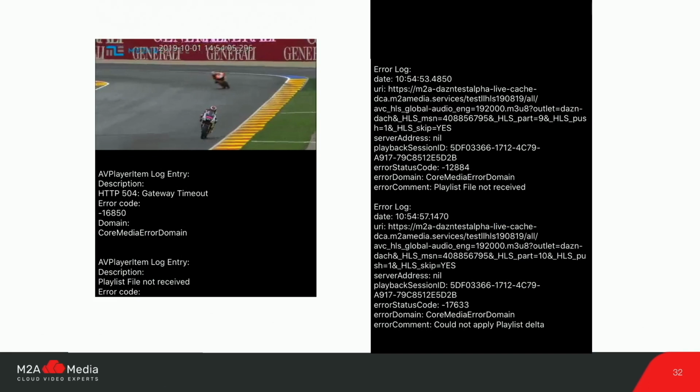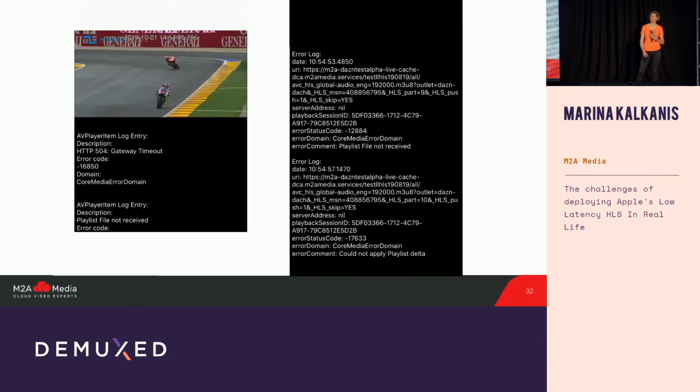The second one, could not apply playlist delta. That's where the player is expecting something slightly different in the playlist than what it's getting back. That's an interesting error. It can sometimes be if the player has fallen too far behind the live edge, it's then getting stuff back in the playlist delta that it really can't use. So we do sometimes see that error as well.